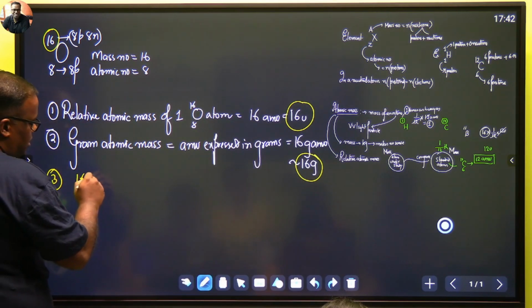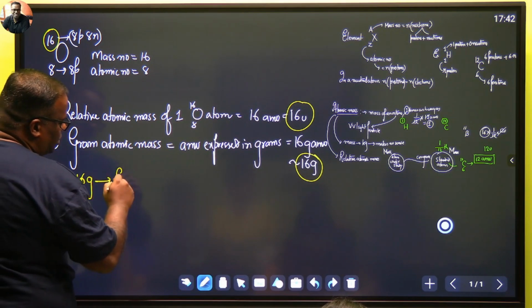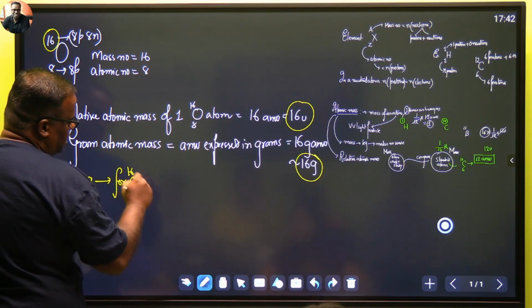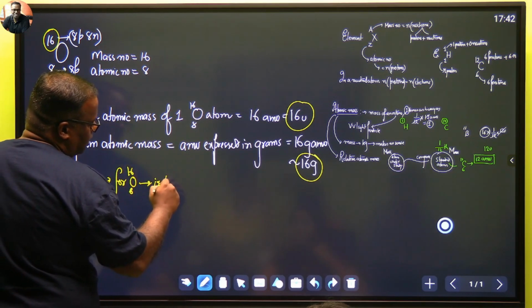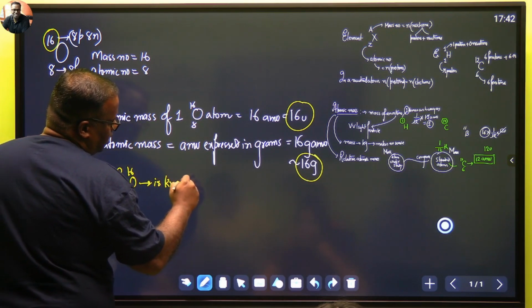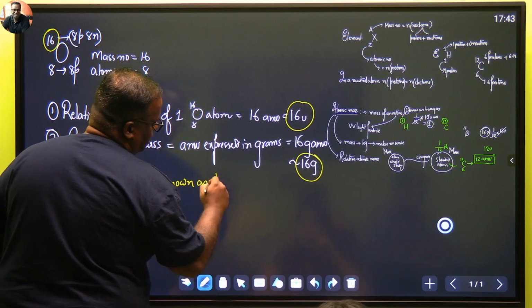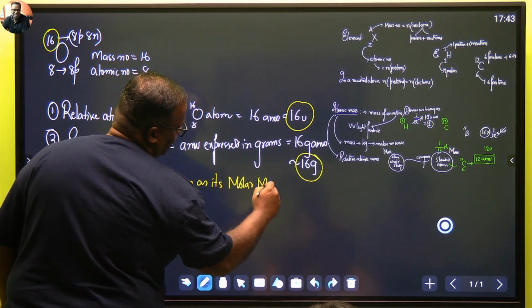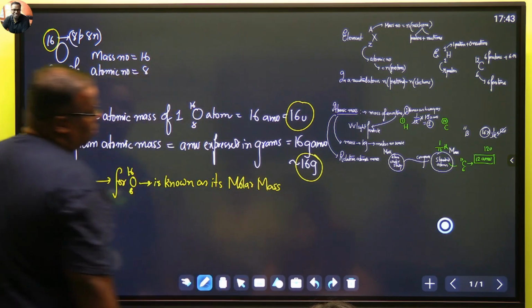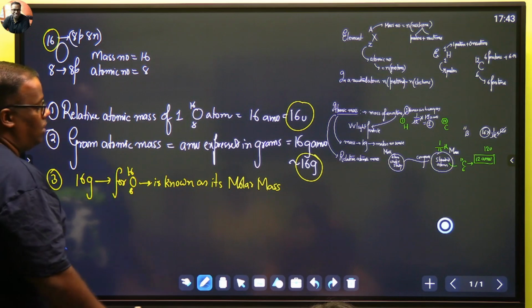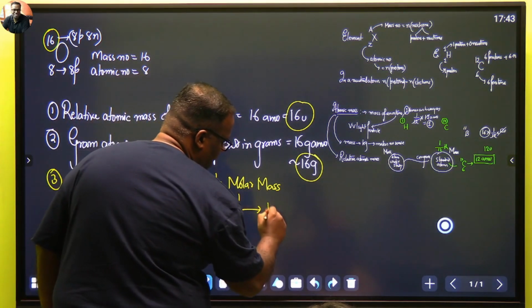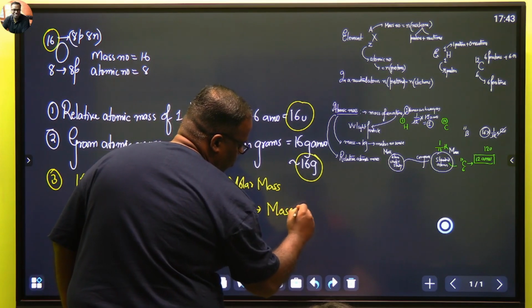16 grams for oxygen, O-8, 16, is known as its molar mass. This used to be in class 9, now it has moved to class 11. Again, 16 grams, molar mass. Molar mass means mass of 1 mole.